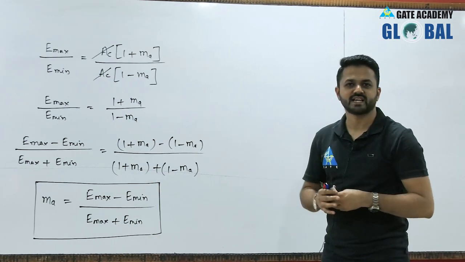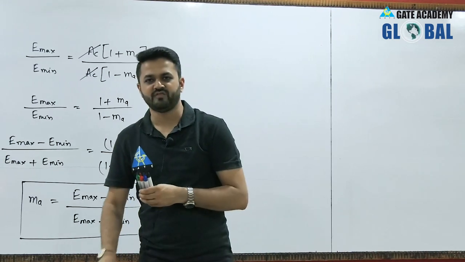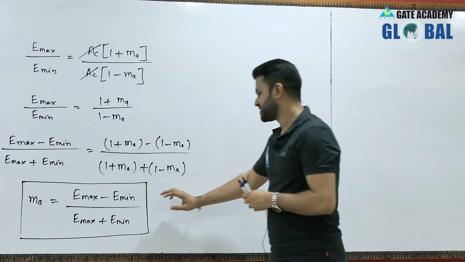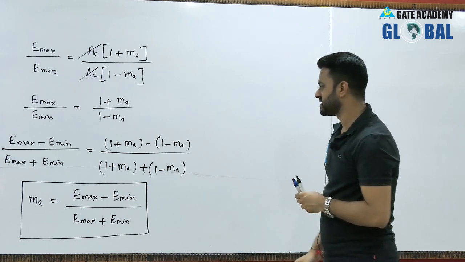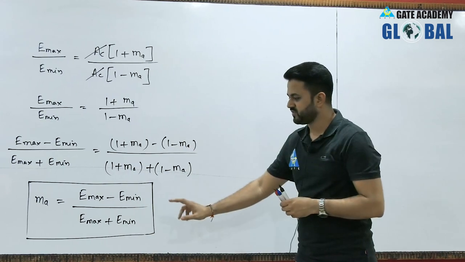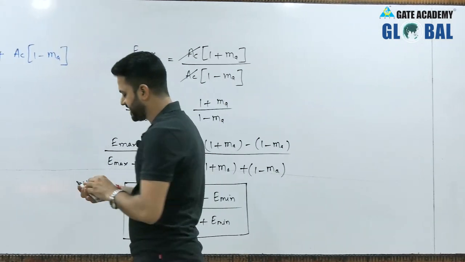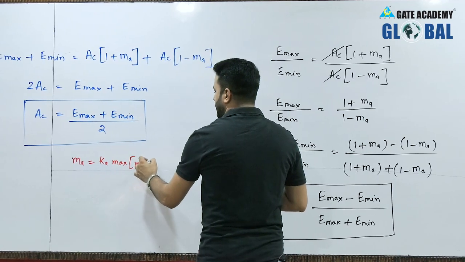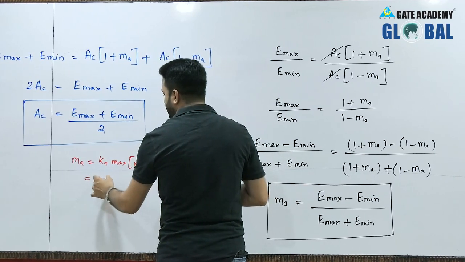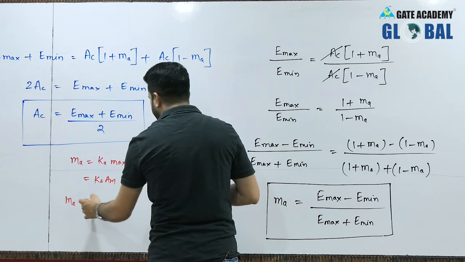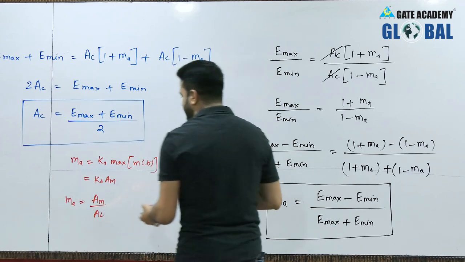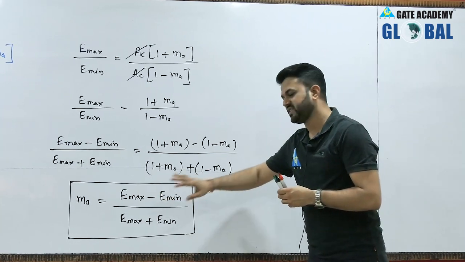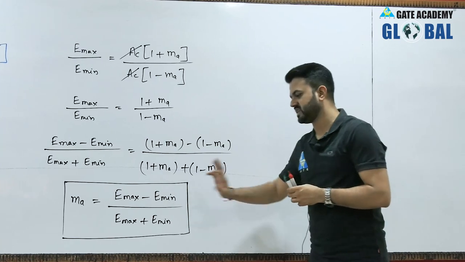So we can calculate modulation index from the maximum and minimum value of envelope, which is (Emax - Emin)/(Emax + Emin). It is again an important formula; a question has been asked from this particular formula for 1 mark. So we now have three equations for modulation index. First, modulation index is k times the maximum value of mt, or k times Am for single tone. Another, if k is not given, Am/Ac. And the third equation is this one, for a sinusoidal signal, when we have the maximum and minimum value of envelope, then we can apply this formula.